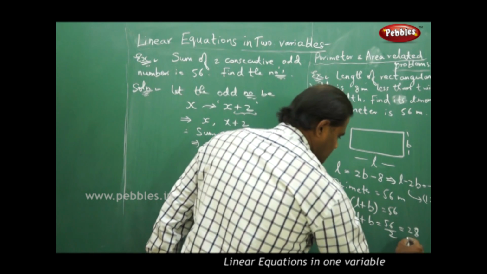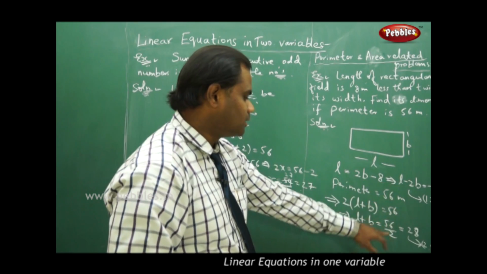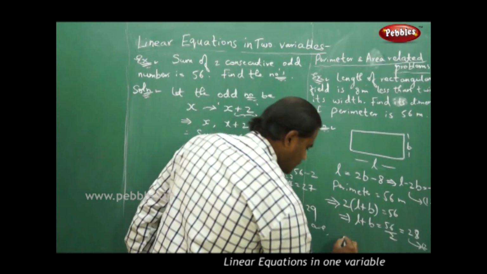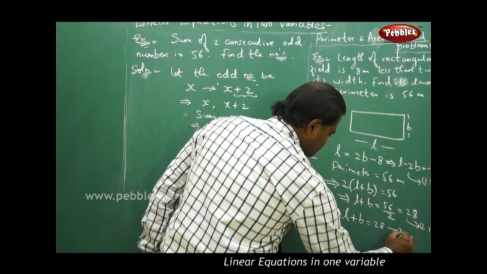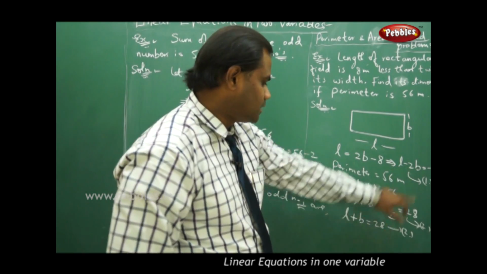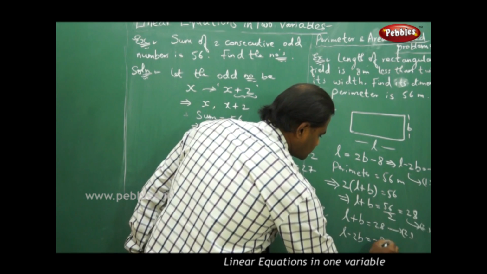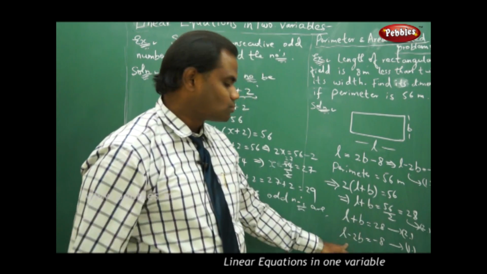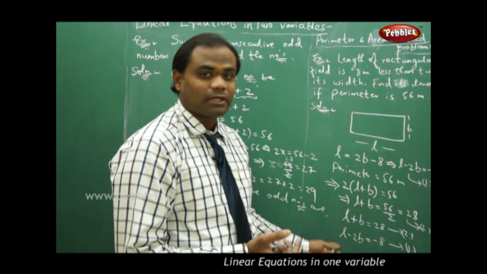If I take this as equation 2, I would like to solve equation 1 and equation 2 by the elimination process. Therefore, I write equation 2 initially, and then below that I write equation 1, which is already obtained here as L minus 2B is negative 8, which is equation 1. Now I'm going to solve these two equations by adding or subtracting, and then I get the unknown dimensions.